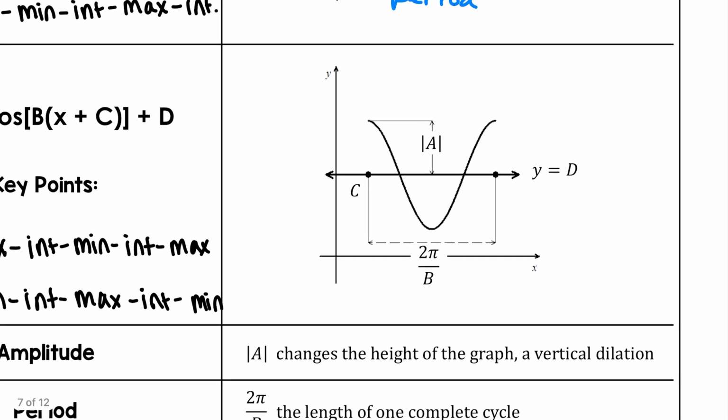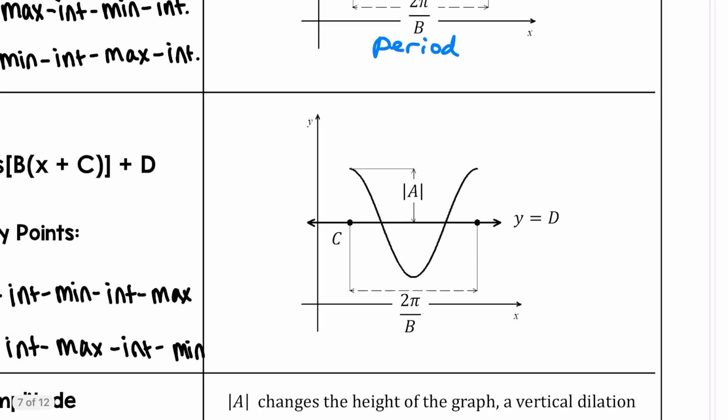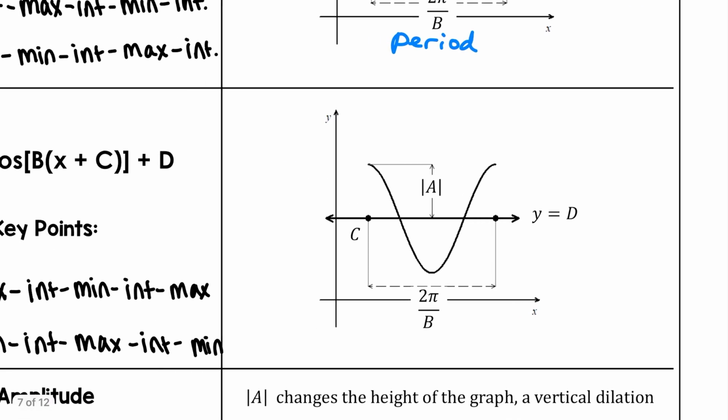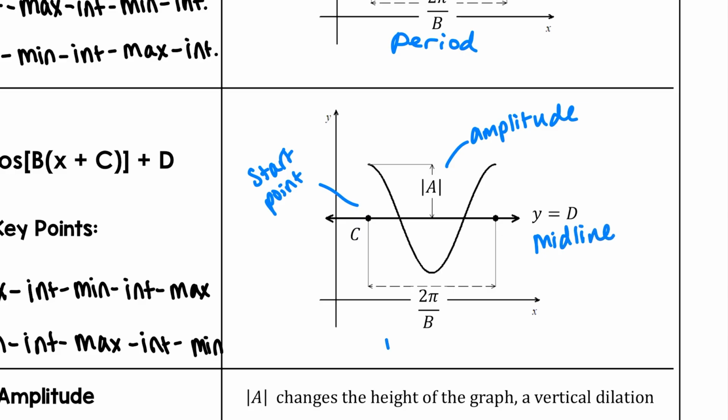Alright, so everything is just labeled the same here as the first diagram, right? C is our start point. A is our amplitude. Y equals D is our midline. And 2 pi over B is our period.